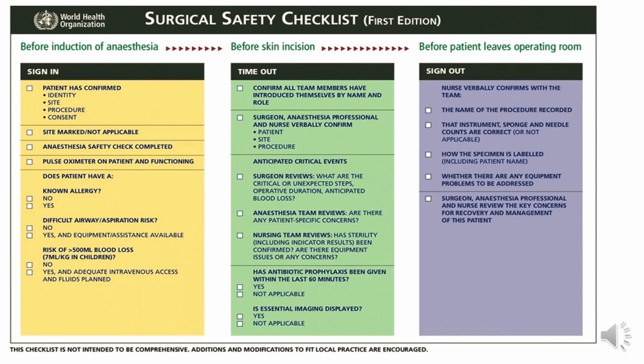In many cases it happens, so we should be very careful about how the specimen is labeled. Like some samples taken intra-op, that sample has to be labeled within the OT. Sometimes they put it in normal saline according to the specimen, and it has to be labeled and sent to the lab. Whether there are any equipment problems to be addressed, and again the surgeon, anesthesia professional, and nurses review the key concerns for recovery and management. So finally, this is the WHO checklist, and thank you for watching my video. Thank you.